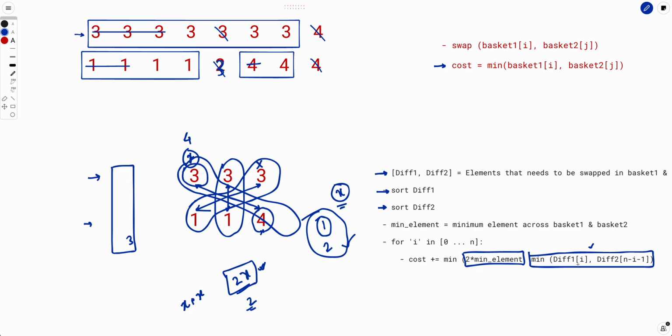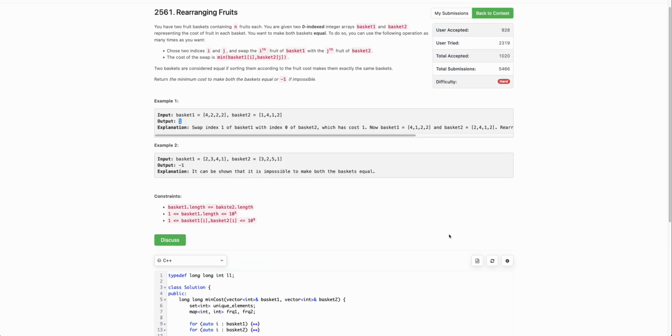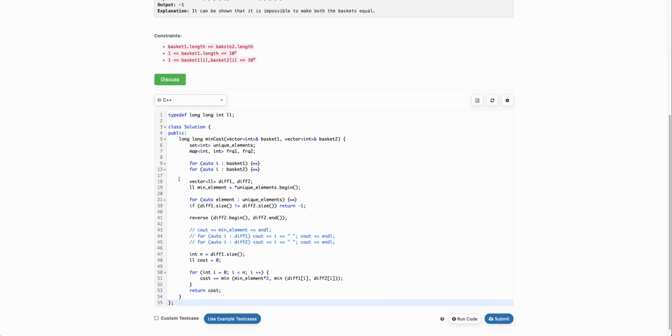Now we will check which one of them is minimum, and we will take that path. If this is minimum, it means we are swapping these pairs with the help of a proxy. If this is minimum, we are making a direct swap. So hope this entire solution makes sense. Let's look at the code. The code is very similar.